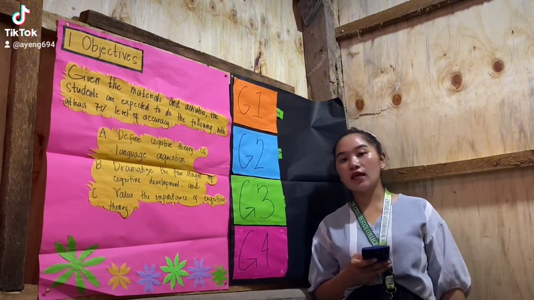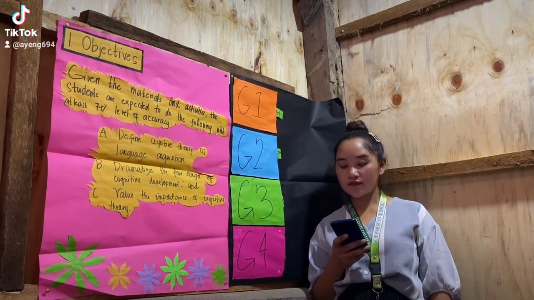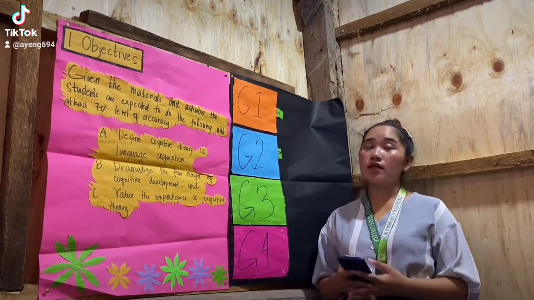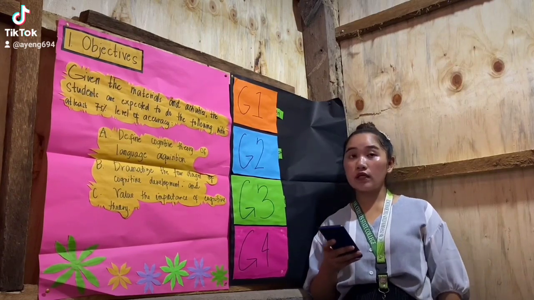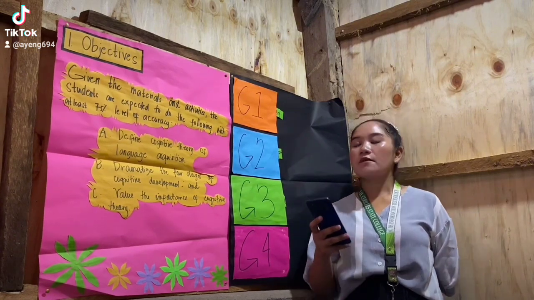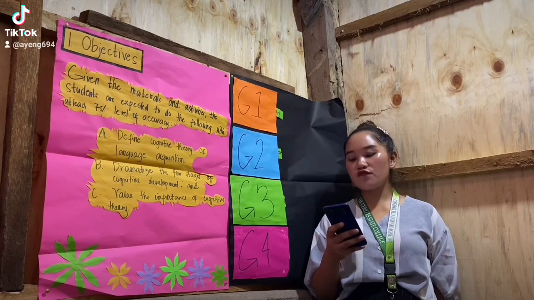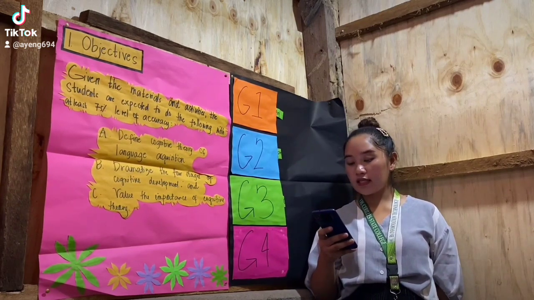Based on the activity, what do you think is our lesson for today? Our lesson for today is all about the cognitive theory. Very good. Our lesson for today is all about the cognitive theory of Jean Piaget. But before we proceed to our proper discussion, let us know first our lesson objectives. So everyone can read.